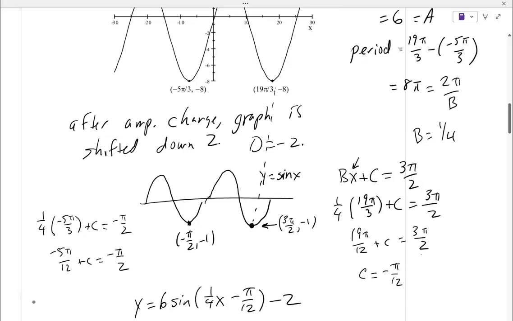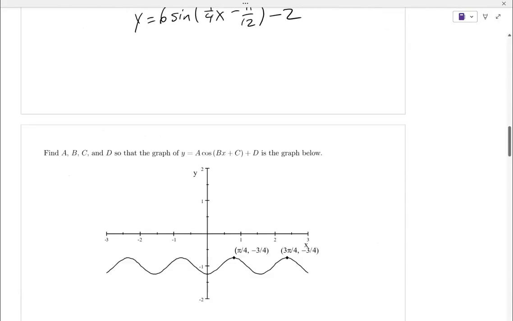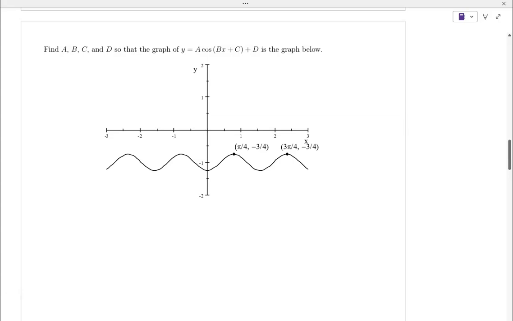The process is exactly the same if you change the functions. You just have to pay attention to what we're looking at and where they should have been. So let's look at cosine.